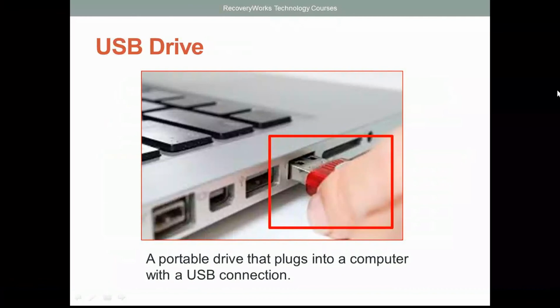Just like a hard drive, a USB drive is used to store files, but a USB drive is portable. The USB drive plugs into a computer using a USB connection, and once information is saved to the USB drive, it can be inserted into another computer, and then the information can be viewed on that computer also. Here's a picture of somebody inserting a USB drive into a USB connection.